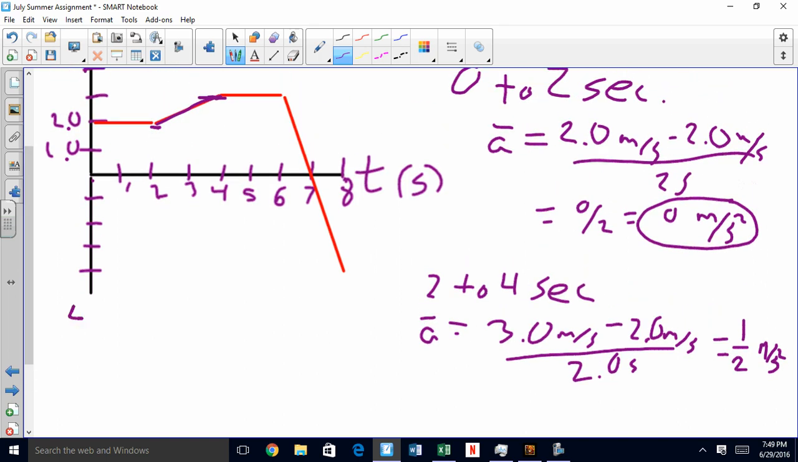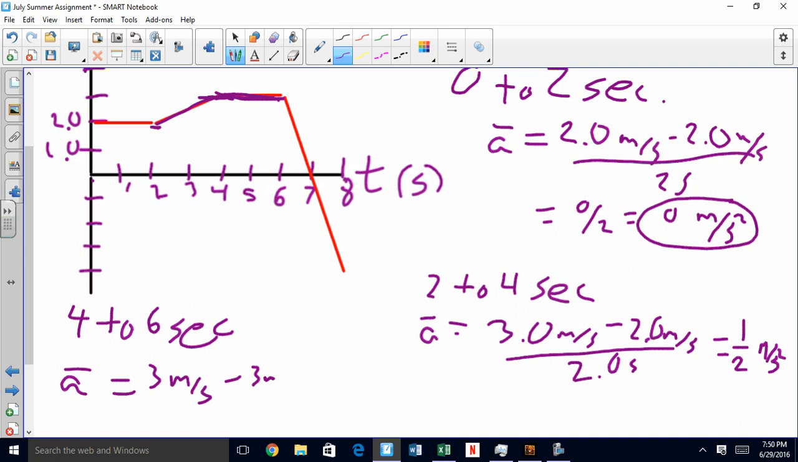If I look from 4 to 6 seconds, again I see it's a flat line, so I realize that the velocity isn't increasing or decreasing. If you just want to use common sense like that, you can just say the acceleration is 0. I'll actually write it out. The final velocity is 3 meters per second, the initial velocity is 3 meters per second, and the time is 2 seconds again. So that would be 0 meters per second squared again.